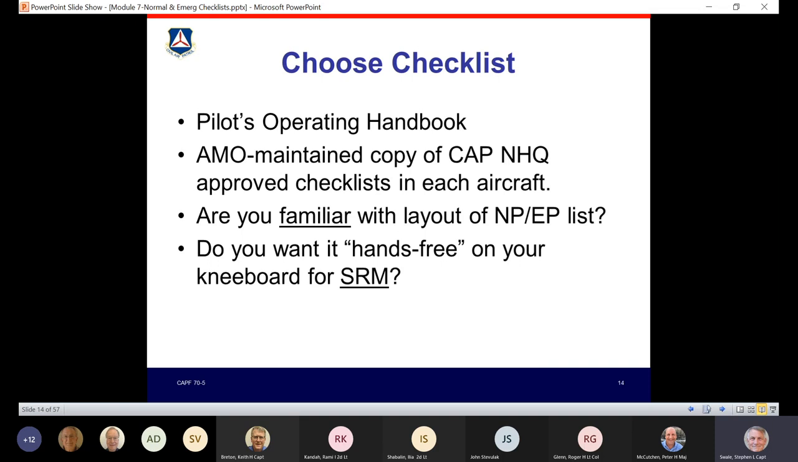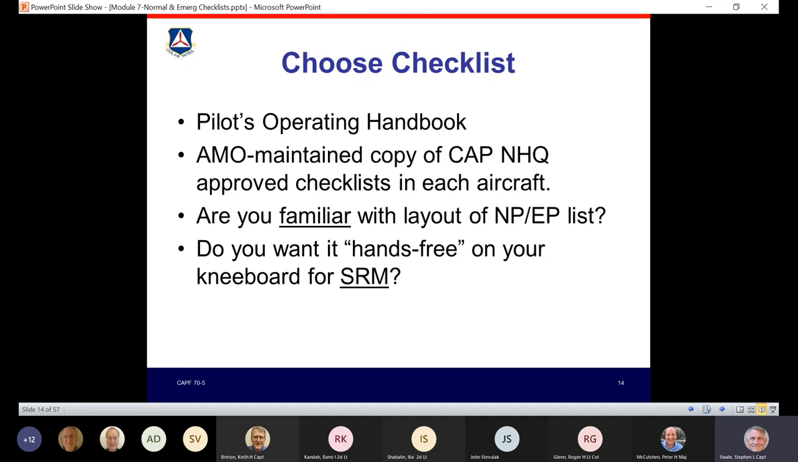So if you choose, you can pull a checklist out of the pilot's operating handbook. In CAP, our AMOs are supposed to maintain a copy of the CAP normal procedures and emergency procedures in each aircraft. And as you know from your download, each one of these checklists is actually specific to a given tail number. That way they can accommodate not only the configuration of that particular airplane, but any STCs that are installed.